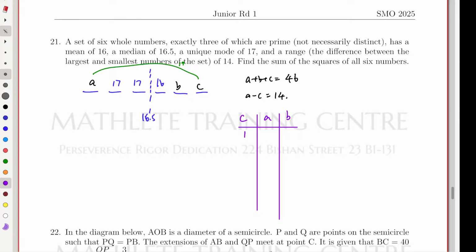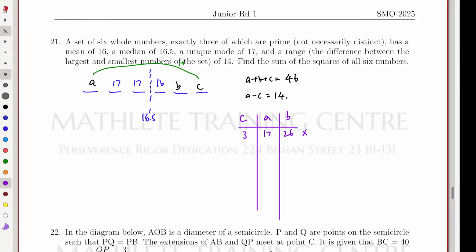C could be 1. In that case, A could be 15. Actually, no, it cannot be, right? Because A must be at least 17. So let's start from C equals 3. A is 17 here. Then what's B? That's 46 minus 20, which equals 26. That's not possible, right? B must be lower than 16.